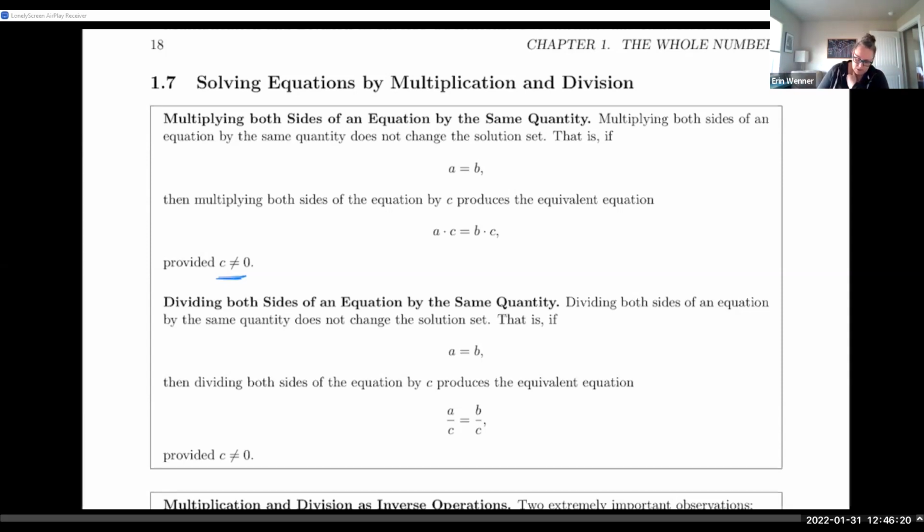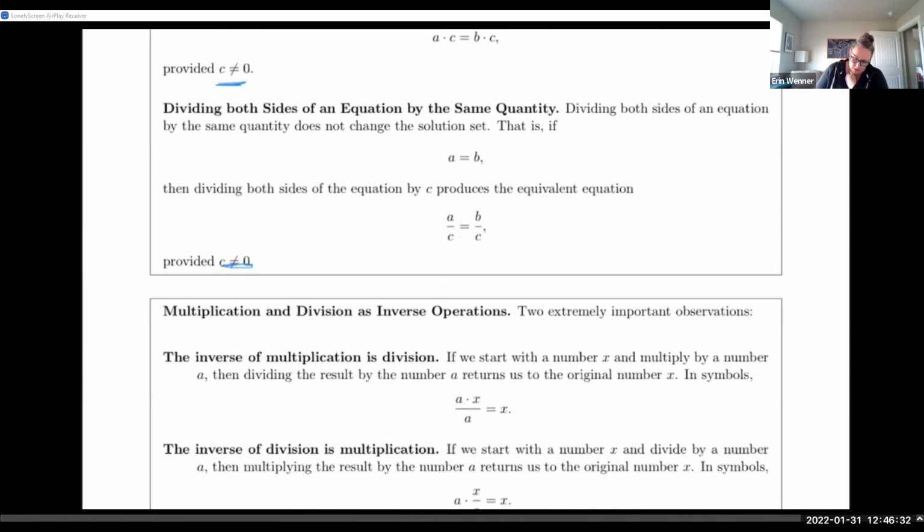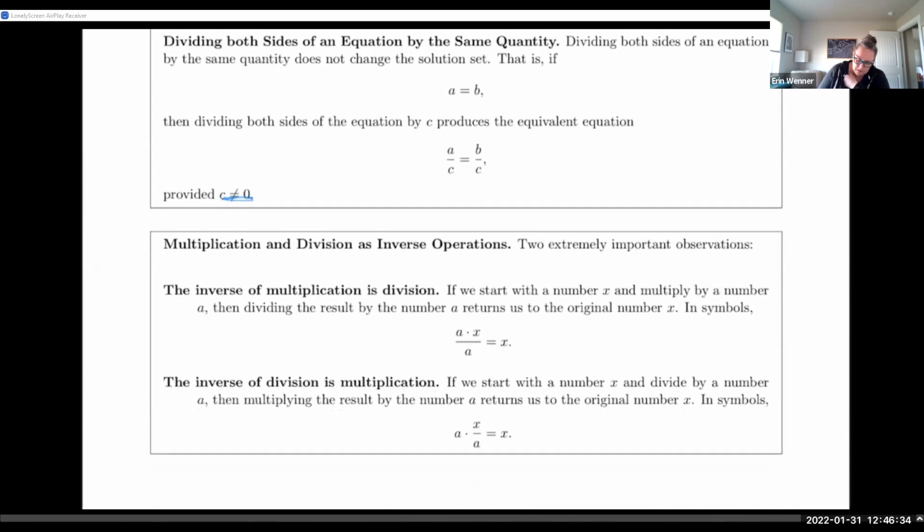And then with division, if I have A equals B, if I divide both sides by C, they're still going to be equivalent, but again, C cannot equal 0. So the inverse of multiplication is division. So if we start with a number X being multiplied by a number A, then dividing the result by the number A returns us to the original number X.